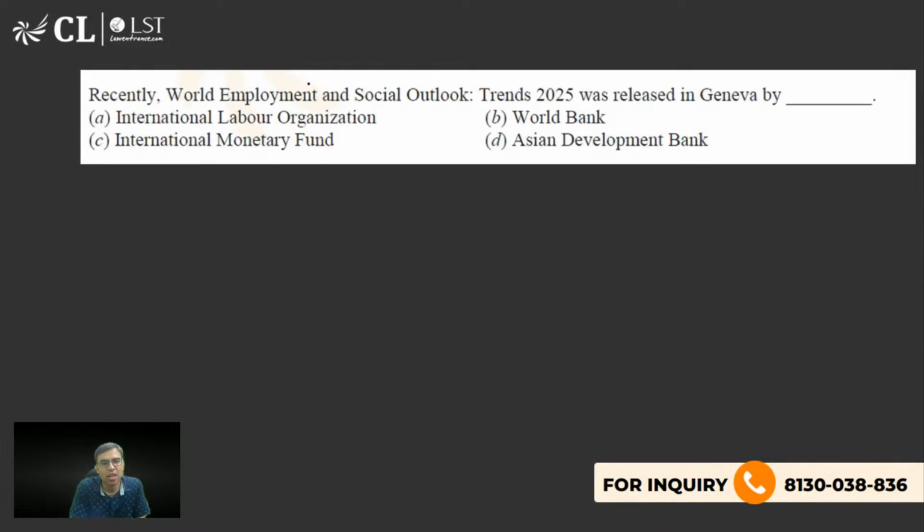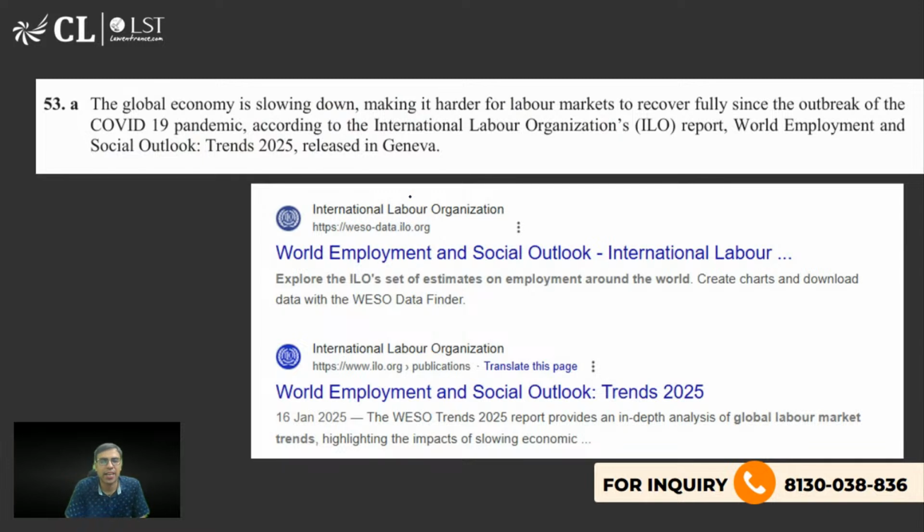World Economic and Social Outlook report is released by which organization? ILO, World Bank, IMF, Asian Development Bank. What is the right answer? The employment related World Employment and Social Outlook report is released by which organization? I'm waiting for the response. The right answer is ILO, International Labour Organization. A is the right answer.